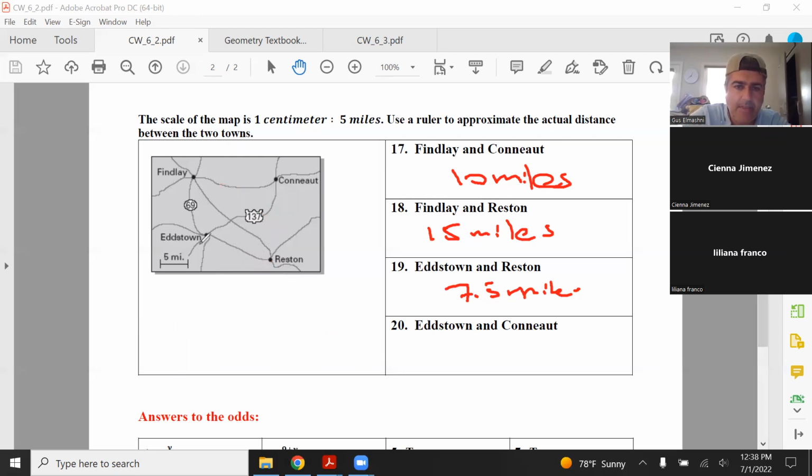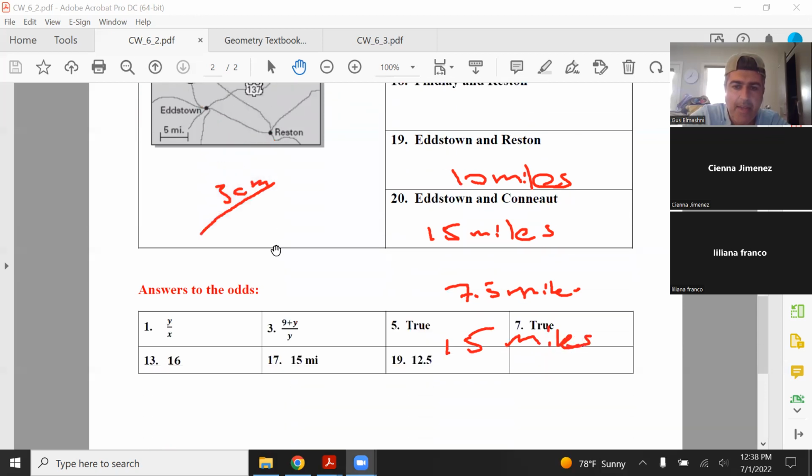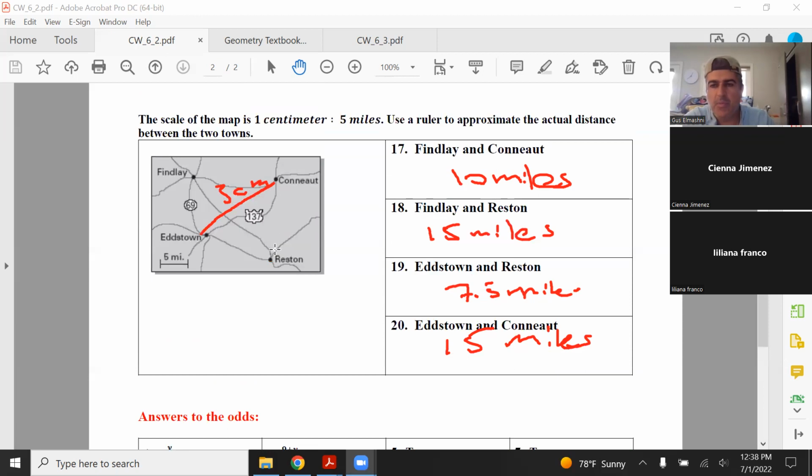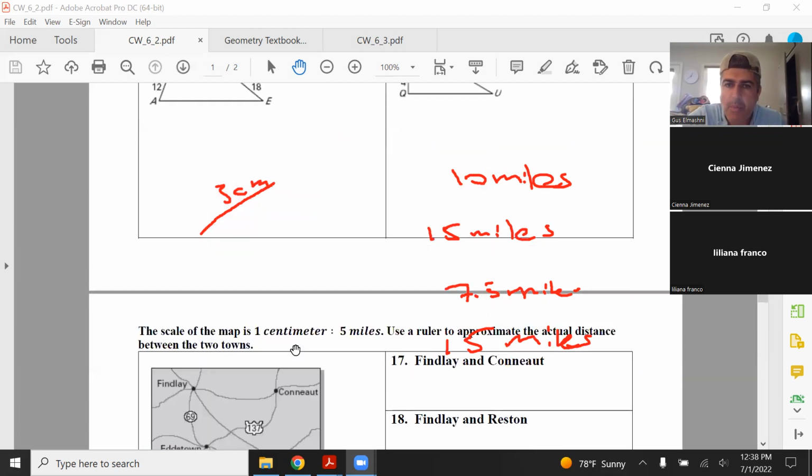Maybe we could say that's 3 centimeters, so we'll say 15 miles again. Again, we didn't have a ruler, but that's just more work with proportions.